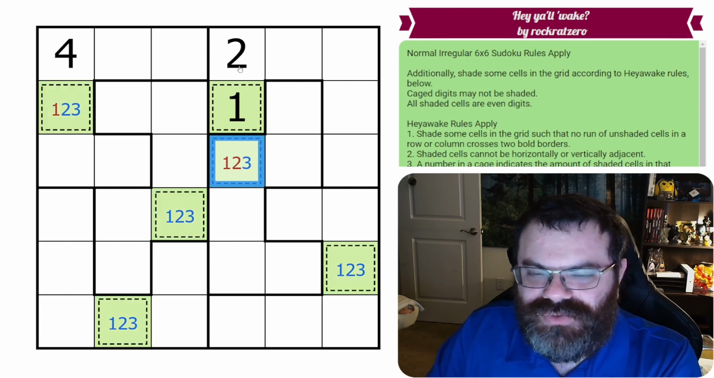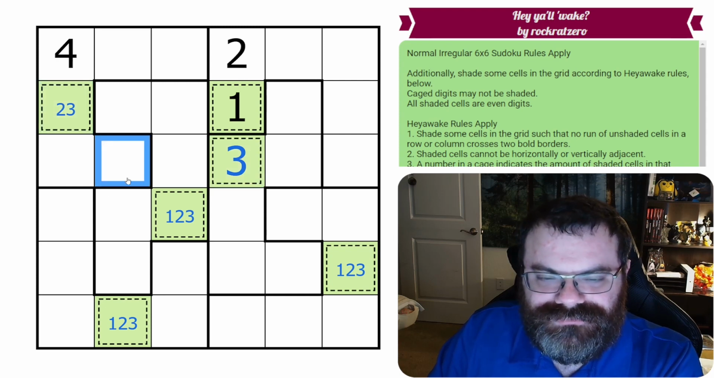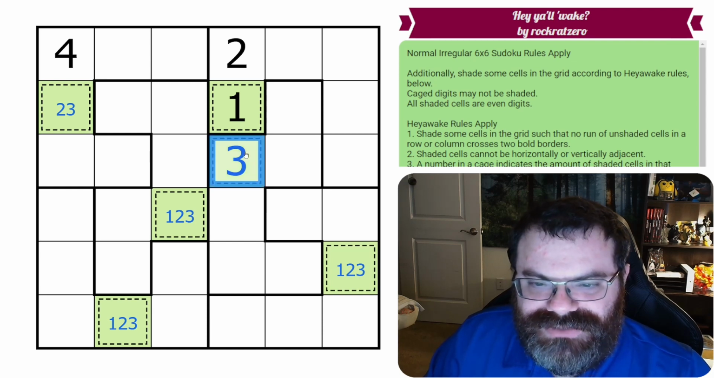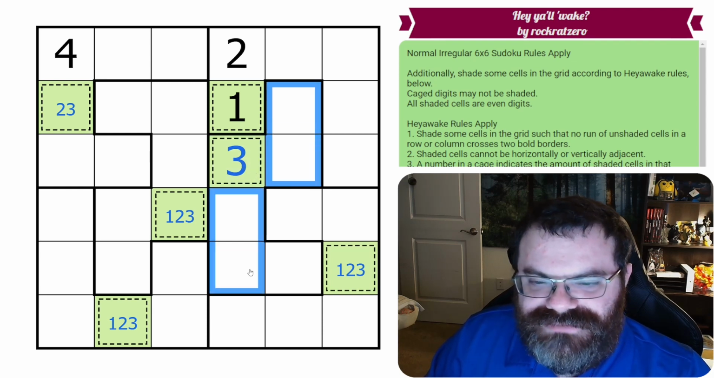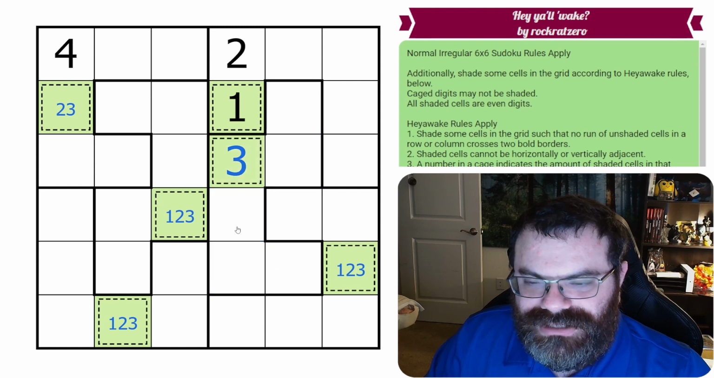And that immediately points out that this one has to be a 3. This one can't be a 1. All right, so at the very least, we have that. We have this 3 here. So all of the even digits in this region are shaded, which is probably useful in some way. Let's see, what do we want to do with that?